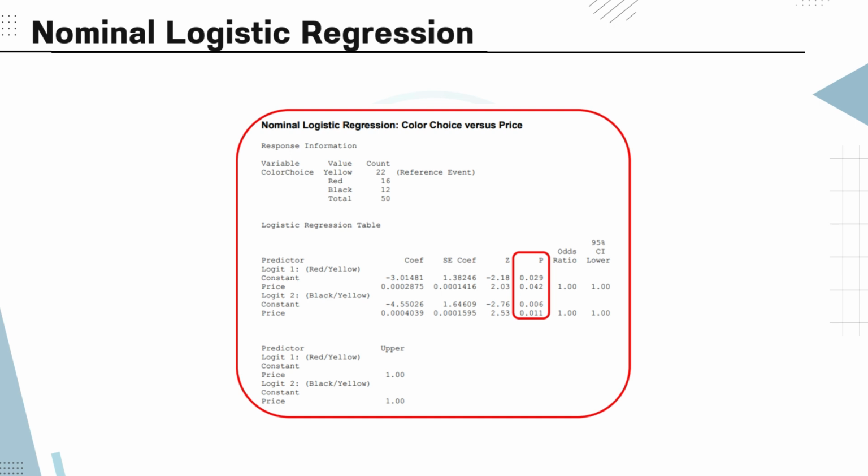Final takeaway. This model helps us understand how predictors, like price, affect category choices without any natural order. It is especially useful in marketing, consumer behavior, and product design decisions.